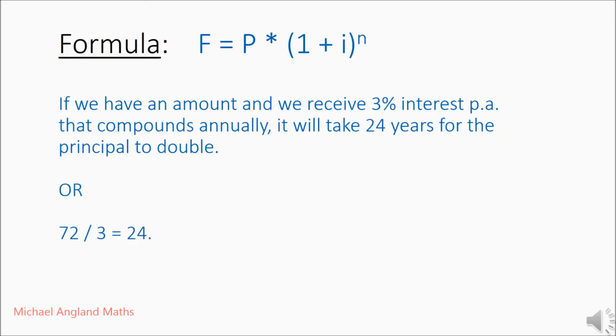So hopefully that gives some illumination onto what the rule of 72 is and how it works and how we actually derive it in order to figure out the length of time it takes for a given amount with a given interest rate to double.